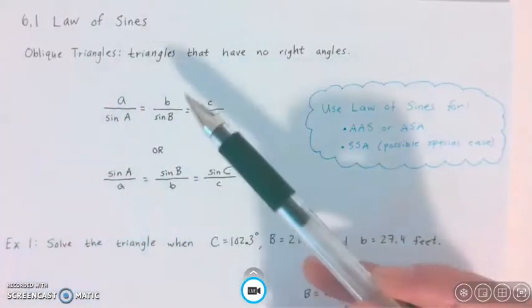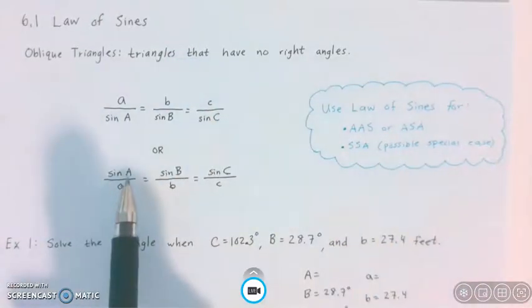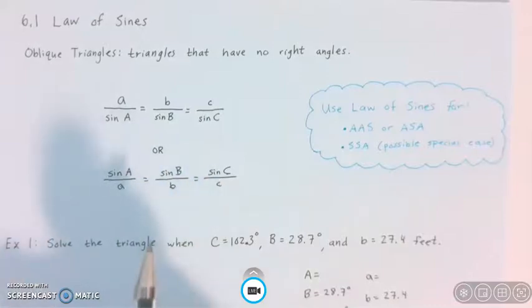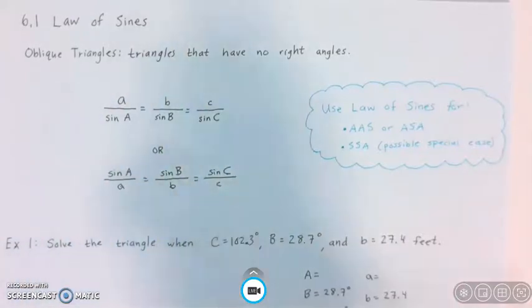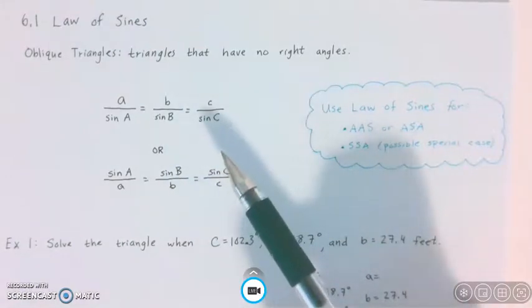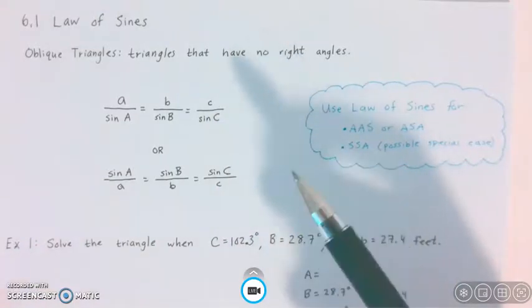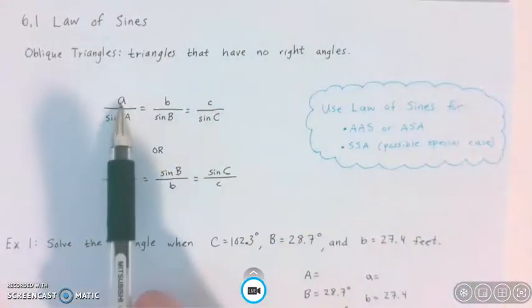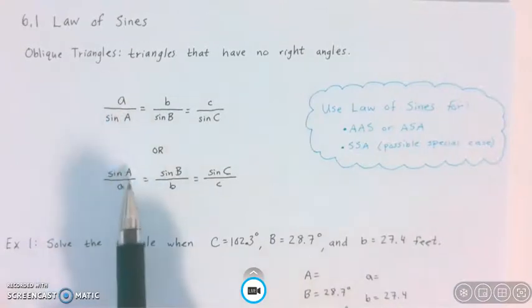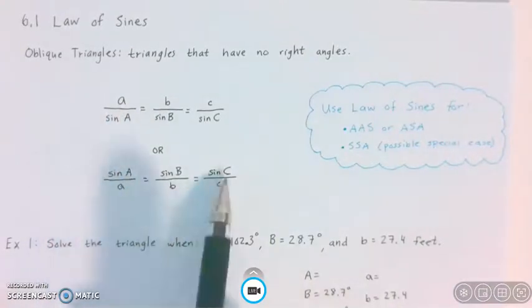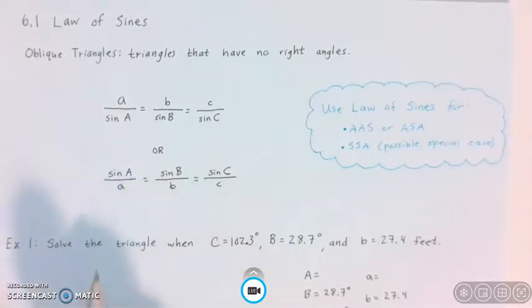You could also reciprocate. So you could also have the angle in the numerator and the side in the denominator, but then you'd have to do the same with the other fractions as well. Usually my suggestion is that whatever side or angle you're looking for should be in the numerator. So if you're looking for a side, put your sides in the numerator. If you're looking for a missing angle, use this version and put the angles in the numerator.